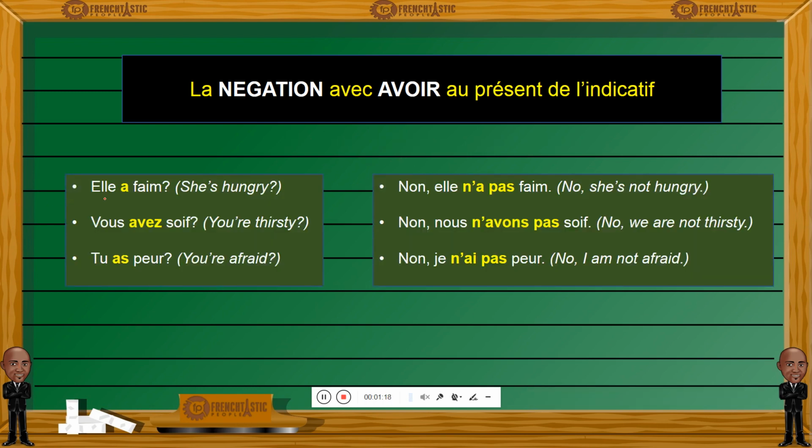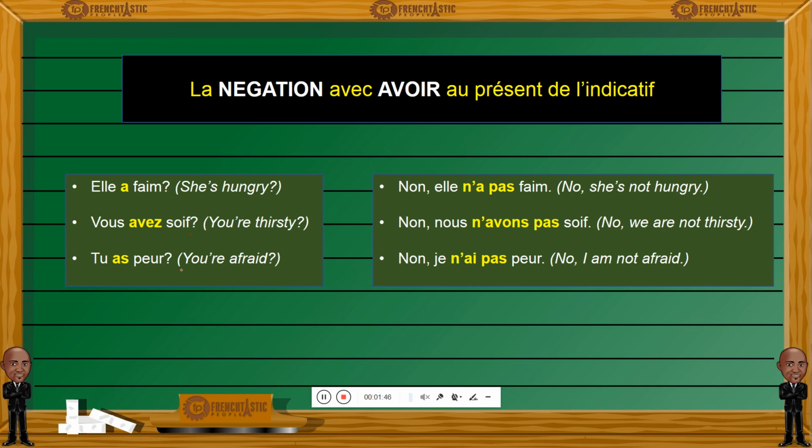So, elle a faim, she's hungry, and we're using the intonation method. Elle a faim, is she hungry? And the answer here is non, elle n'a pas faim. No, she's not hungry. Next, vous avez soif? You thirsty? Non, nous n'avons pas soif. No, we're not thirsty.